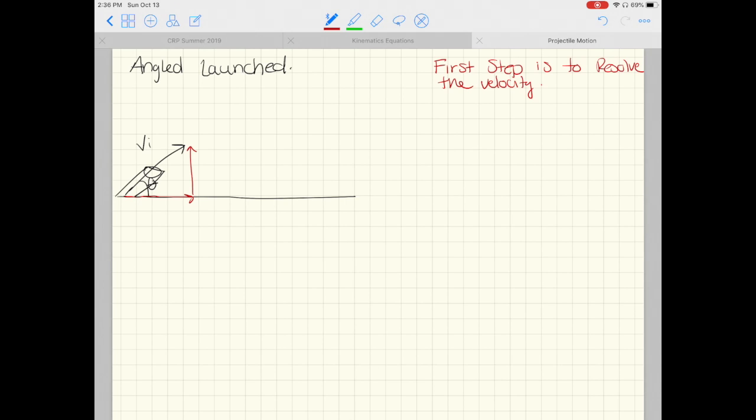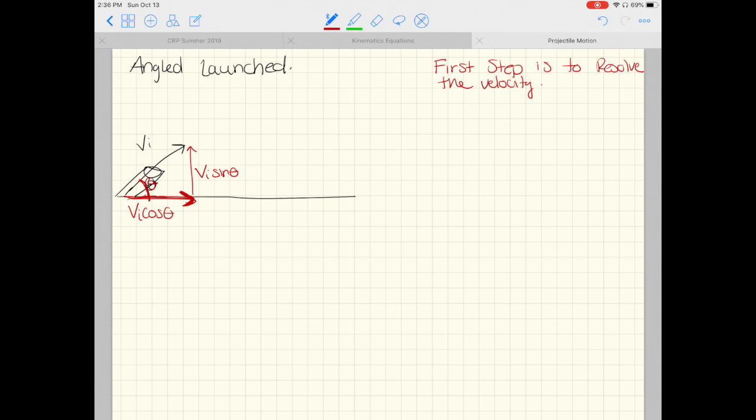To resolve, we take the hypotenuse, which in our case is VI, and look at the side I'm looking for. I'm looking for the x component, my horizontal component. My horizontal component is adjacent to my angle, and adjacents use cosine. My vertical component would then use sine because it's directly across.